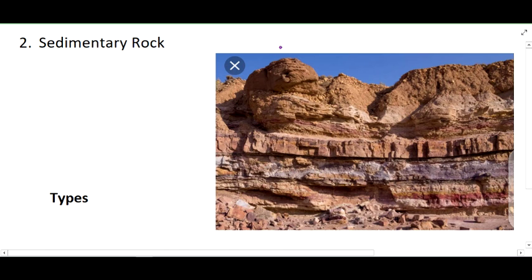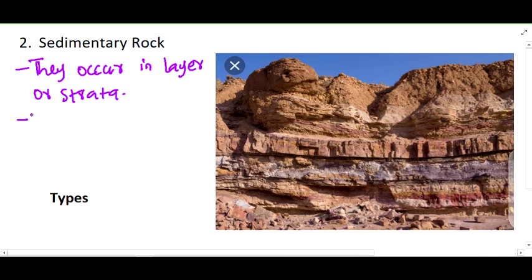Sedimentary rocks are formed by deposition of sediments, and that is why, in the characteristics of sedimentary rock, actually I didn't explain the characteristics of igneous rock, but I'm going to do that here now. One of the major characteristics of sedimentary rock is that they occur in layers or strata.